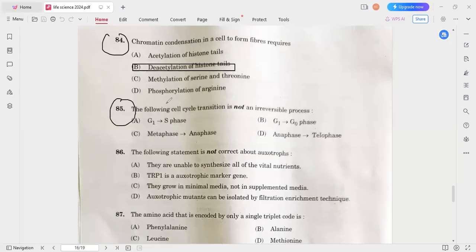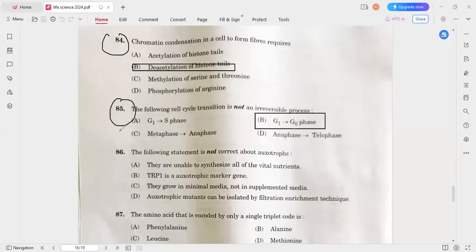So next, 85th question, that is the following cell cycle transition which is not an irreversible process. Option B is the correct answer. G1 to S phase is irreversible. Metaphase to anaphase is also irreversible. Anaphase to telophase is also irreversible. But this G1 to G0 phase, which is also called the quiescent phase, that is senescence phase, is not an irreversible process. Option B is the correct answer for question number 85.